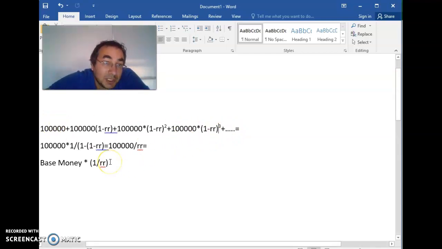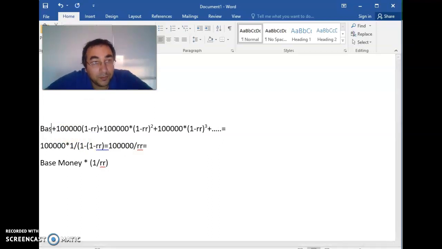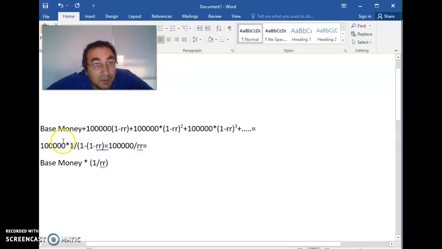And when we have an expression like this, it can be turned into 100,000 times 1 over 1 minus (1 minus RR). And 1 minus (1 minus RR) is basically RR. So we have 100,000 times 1 over RR. Note that 100,000 was also our base money. So we can basically turn it into this.